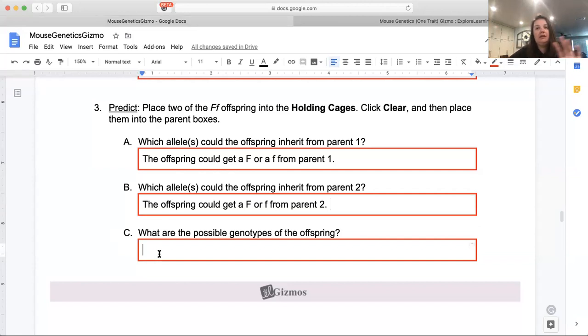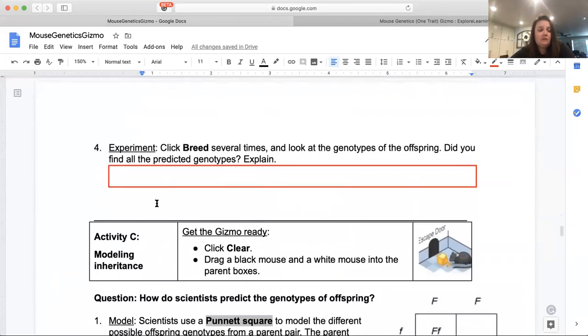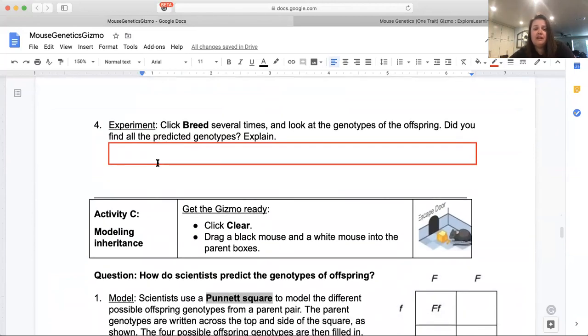Are all of them going to be capital, capital? Are they all going to be lowercase, lowercase? Or could they be capital, capital, capital, lowercase, lowercase, lowercase? This is your choice. You have to fill that in on your own. Then we're actually going to experiment. It says click breed several times and look at the genotypes of the offspring. Did you find all the predicted genotypes? So make your prediction. If you haven't made your prediction, pause this video and do it now.